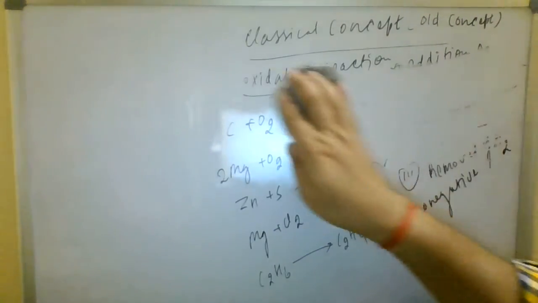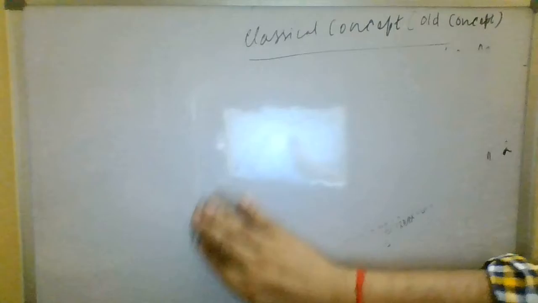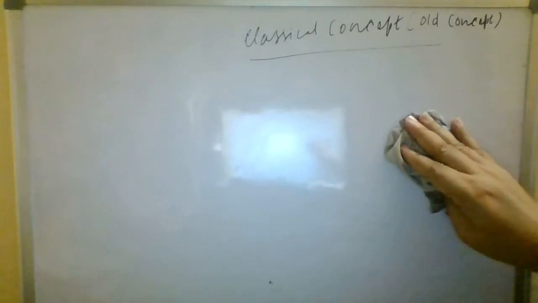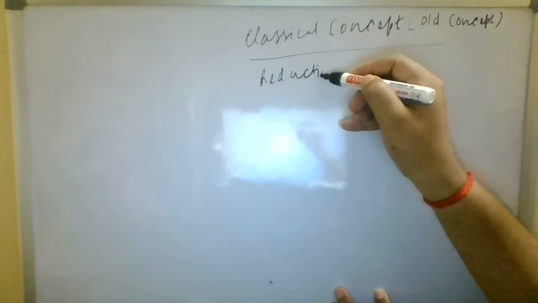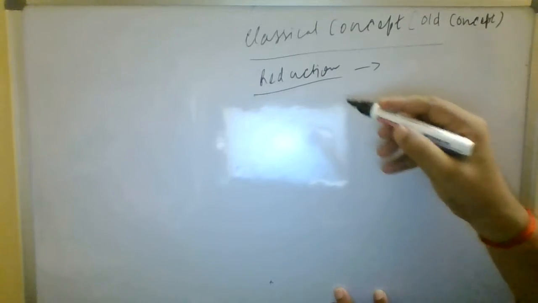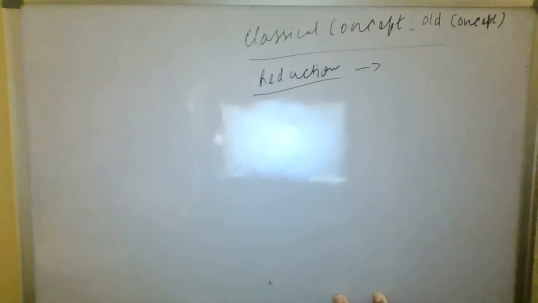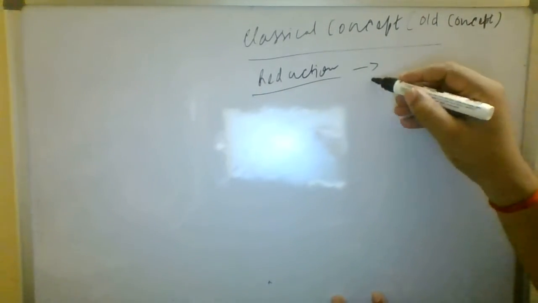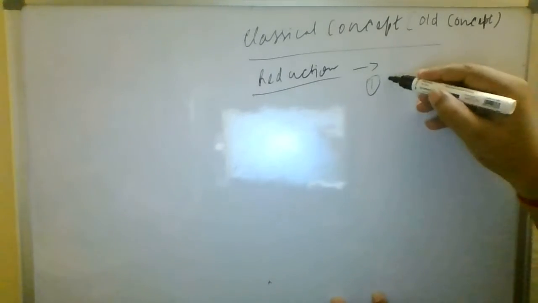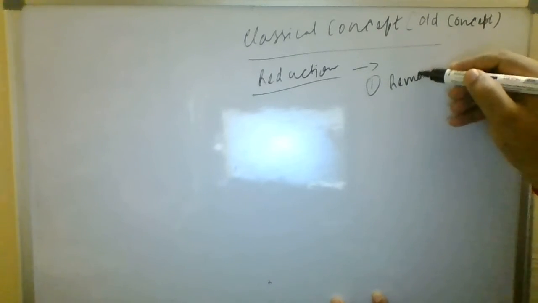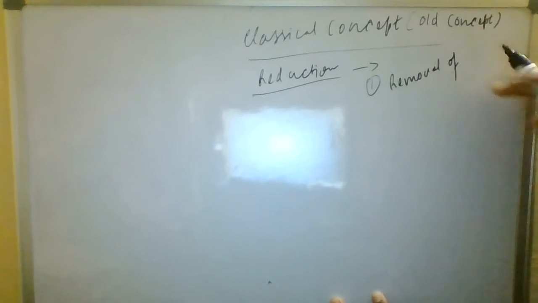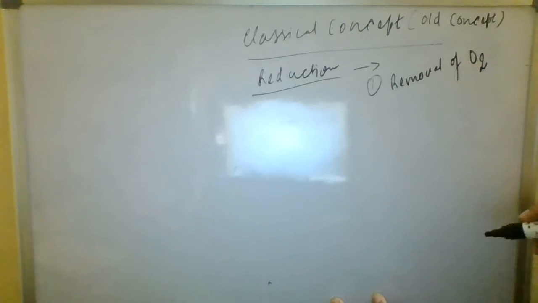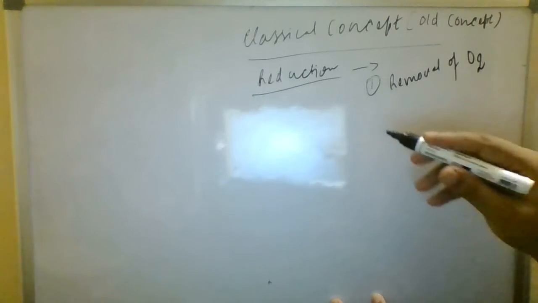Now let us go for the classical concept and study the meaning of the reduction reaction. So what is the meaning of reduction? That is the old concept. First, reduction means removal of oxygen. This removal of oxygen is an example of the reduction reaction.